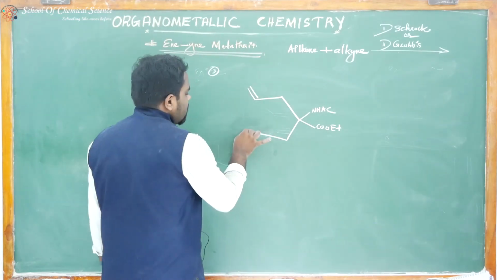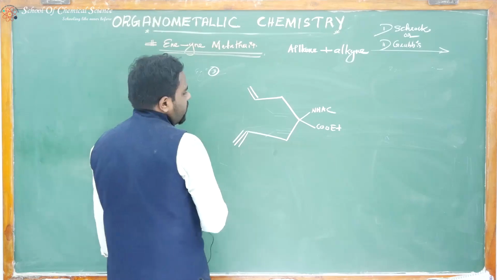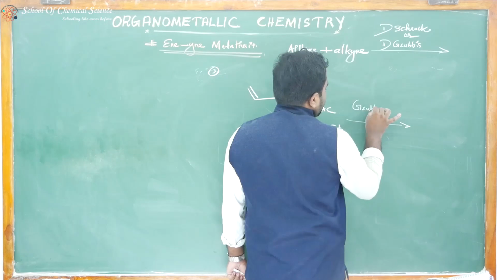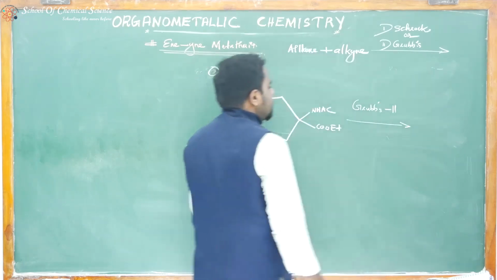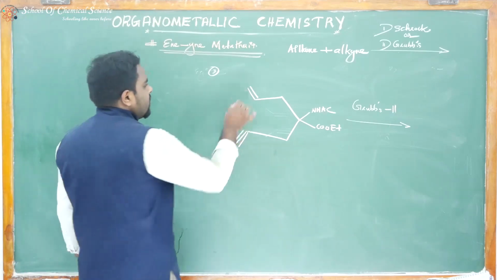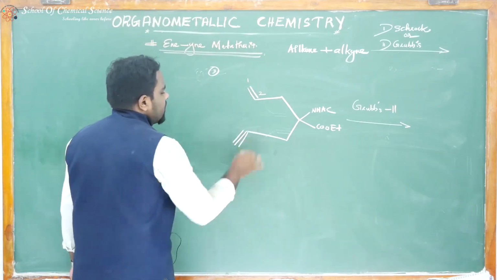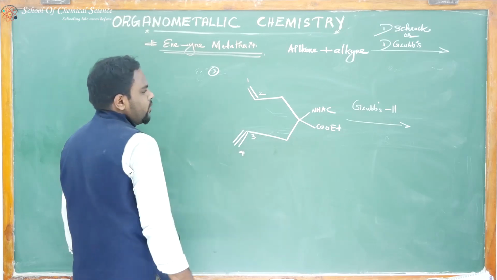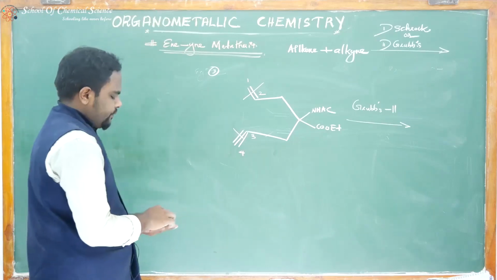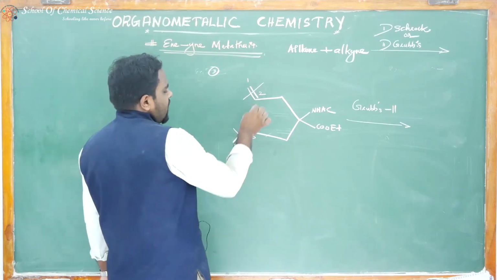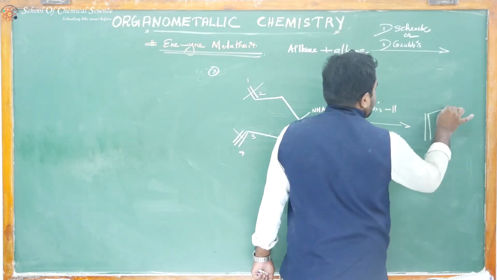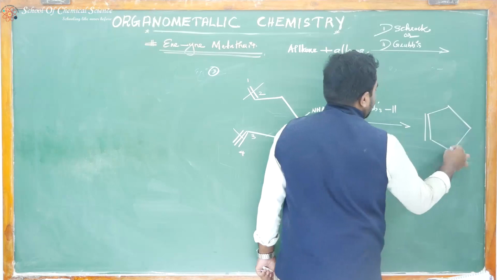Double bond, triple bond with the Grubbs second generation catalyst. What will be the product? Here between 1 and 2 a double bond is there. Between 3 and 4 a double bond is there. Cut. The double bond undergoes cleavage. So what will be the product? Between 2 and 3 a new double bond. A new double bond between 2 and 3.